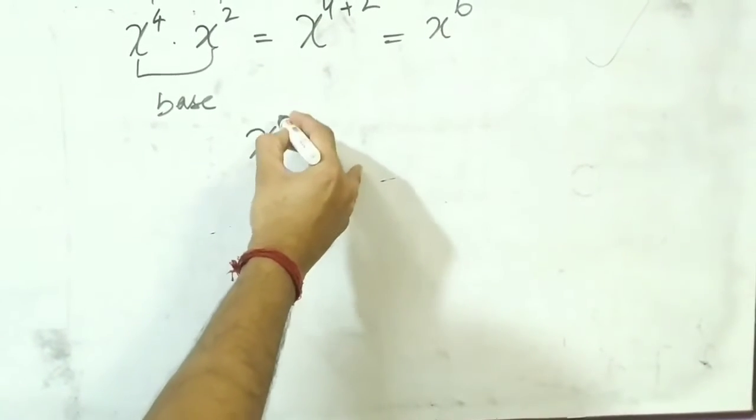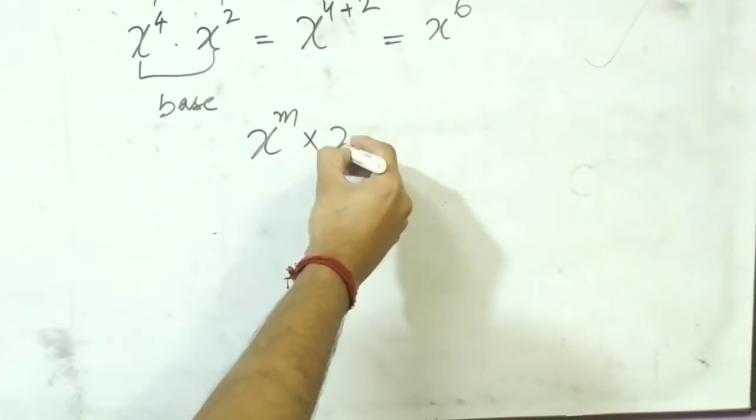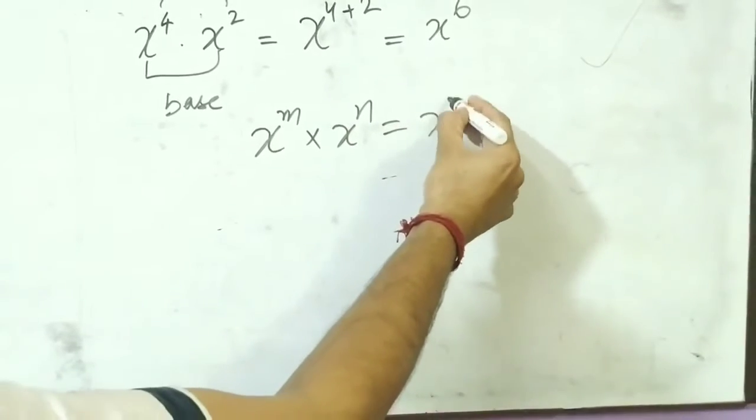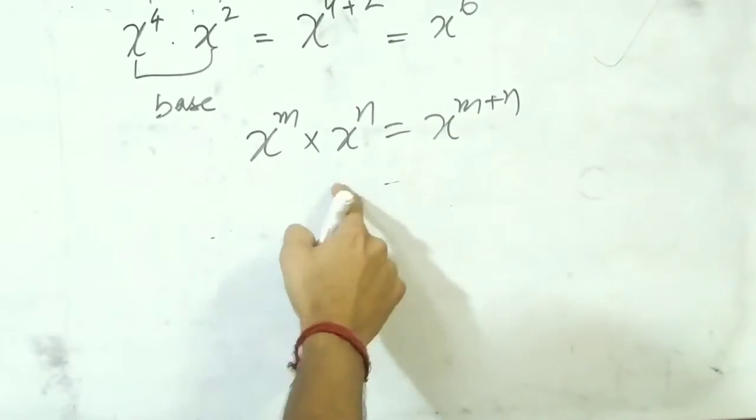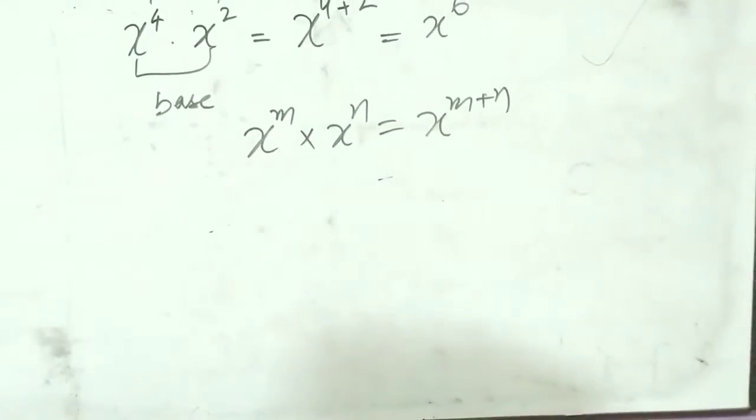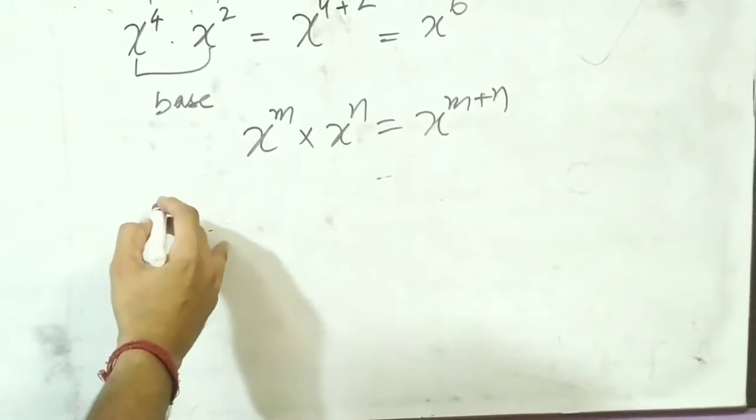So in the formula form you can write like this: x to the power m, x to the power n is x to the power m plus n. When bases are same, then powers are added if they are being multiplied with one another.